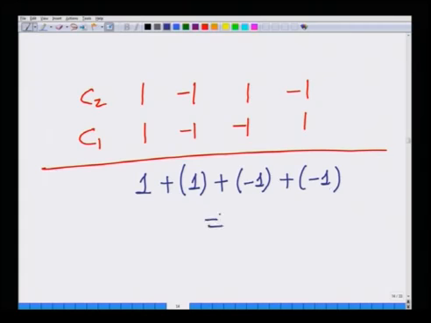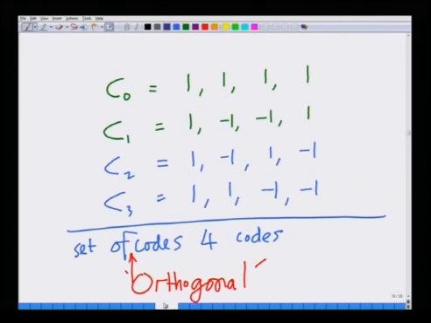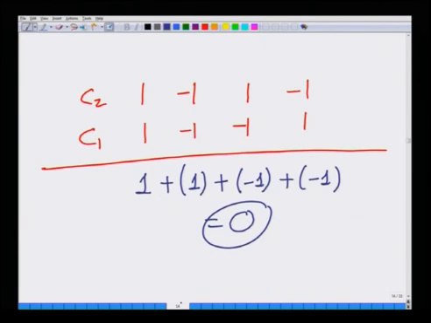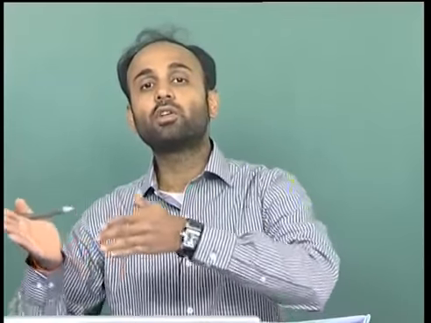So, I get sum 1 plus 1, which is 2, minus 1, which is 1, minus 1, which is 0. Hence, any two codes in C0, C1, C2, C3 are orthogonal. Hence, I can use C0, C1, C2, C3 to transmit 4 streams of information to 4 users, user 0, user 1, user 2, user 3.